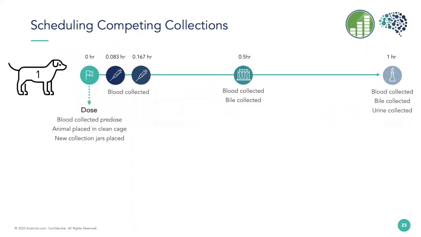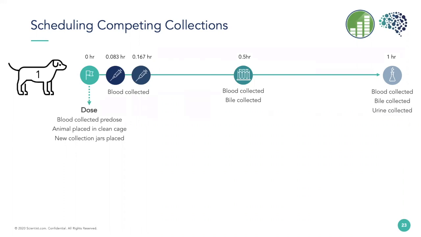Thanks, Julie. So the next challenge involves scheduling collections that actually are competing with each other. So this example is a dog ADME study with bile duct cannulation. And you can see a very basic timeline I made up for one dog here. So blood is collected pre-dose, 5 minutes, 10 minutes, 30 minutes, and an hour, and so on. But then bile is collected starting at 30 minutes, and then urine starts at an hour.